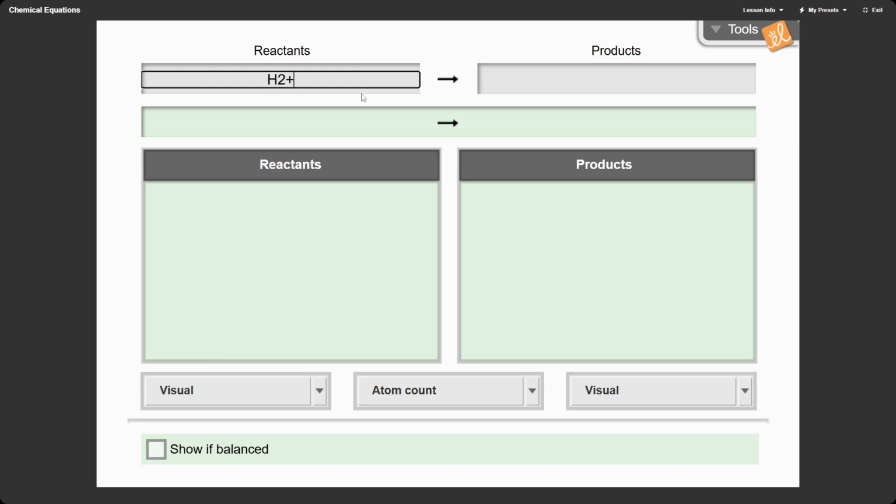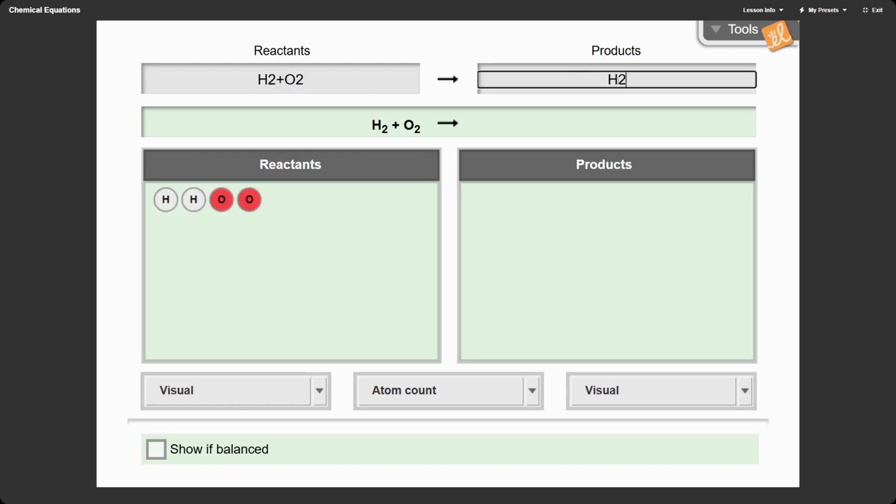H2 plus O2 and H2O. Keep on hitting that wrong. Alright.